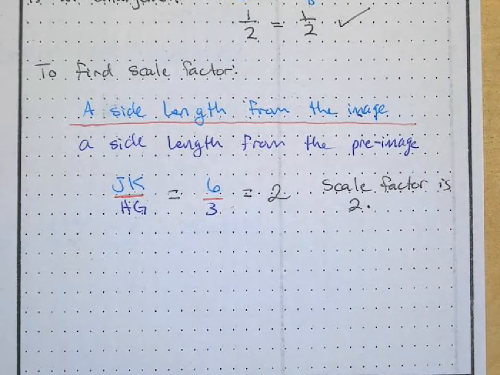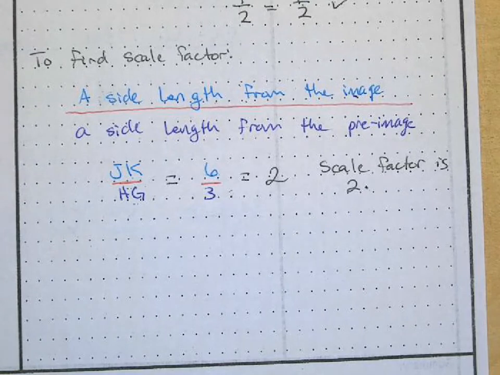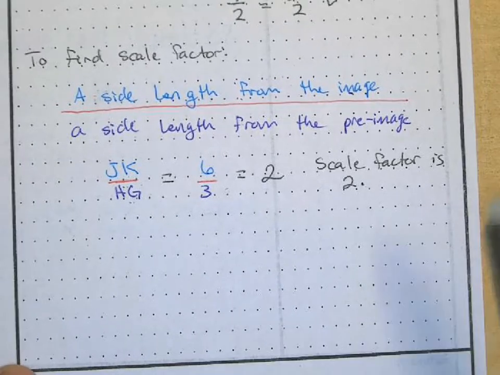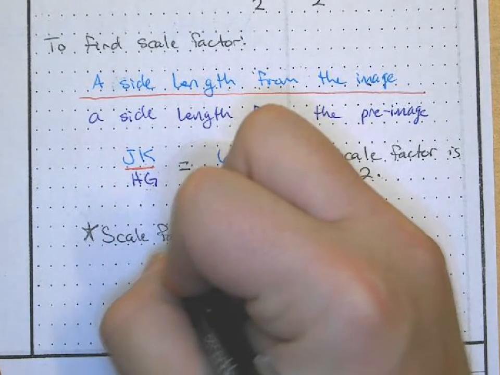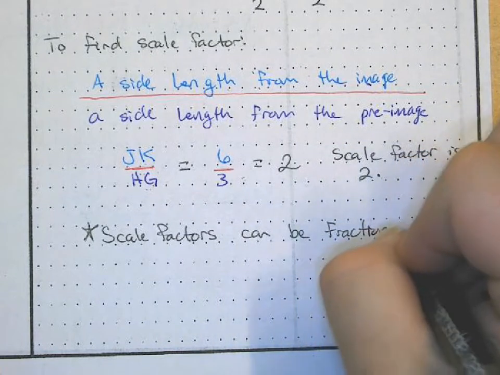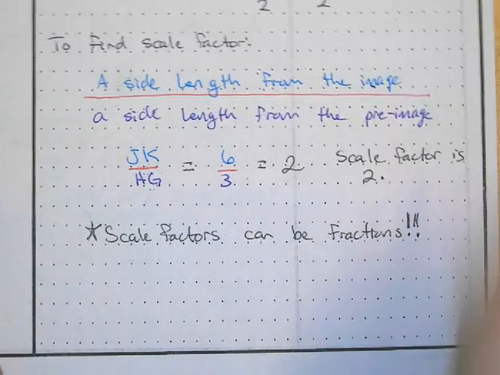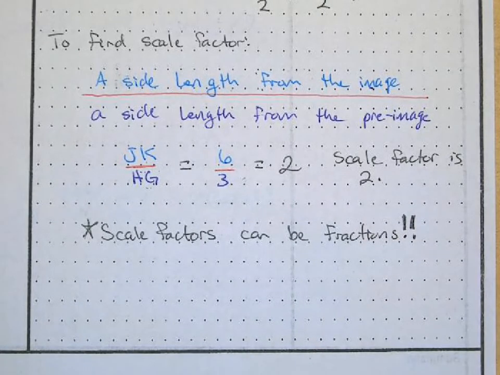So that's how we can verify if two images are dilations of one another. We'll find out their sides are proportionate, and then we can look at a scale factor. One quick note I want to make is that scale factors can be fractions. So just keep that in mind. That's how we're going to look at similar triangles through dilations.